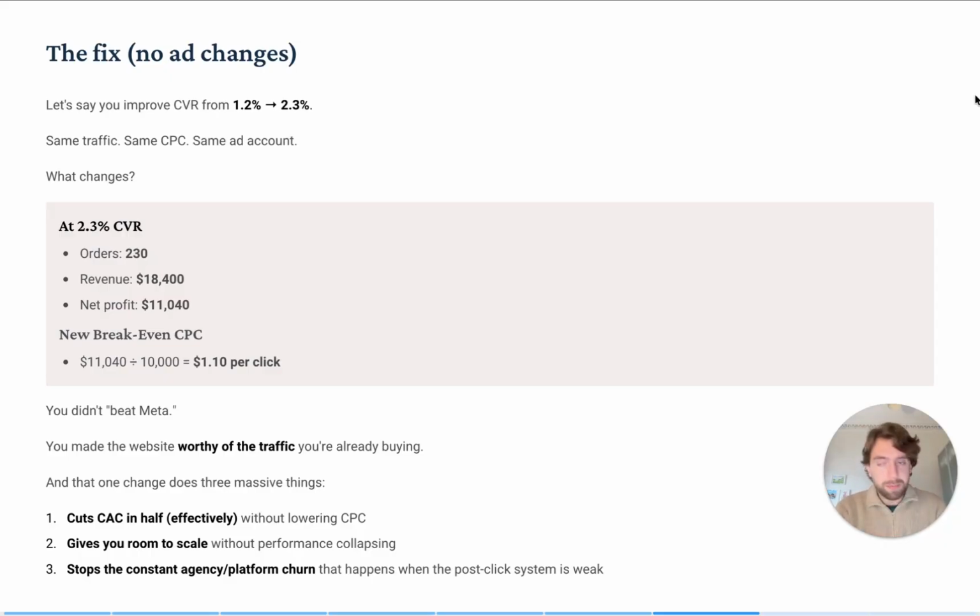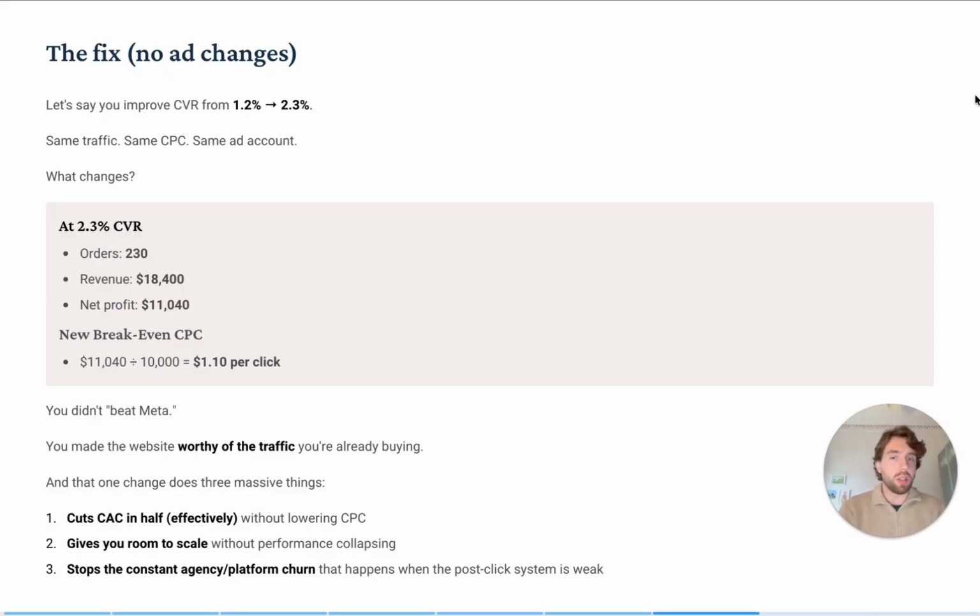The same traffic, the same cost per clicks, the same ad account, everything being the same. The only thing changing in this scenario, like when we did before, when we had 10,000 visitors go over to the website, is that now they get 230 orders instead of 120, and they make $18,400 of revenue, and the net profit is $11,040. Obviously, that's excluding ad spend, but now we can look at, okay, what is our new break-even CPC? It's almost double. It's $1.10.